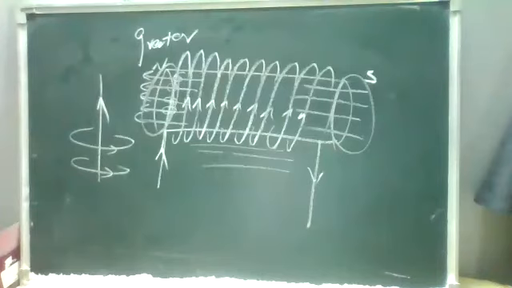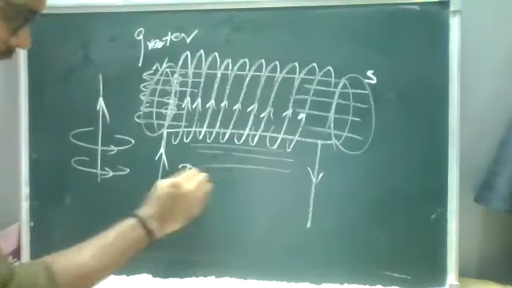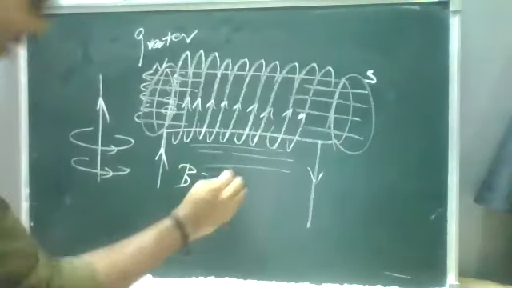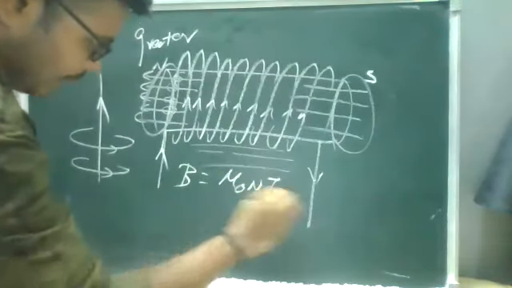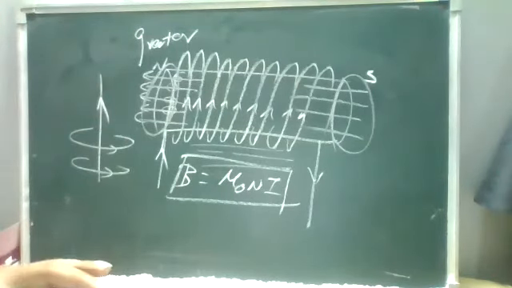This is nothing but your solenoid. So there is a derivation again. The final equation is magnetic field B is equal to mu naught N I. This is nothing but your application of Ampere circuital law. This is your solenoid. Clear? Okay, I'm going to erase it.